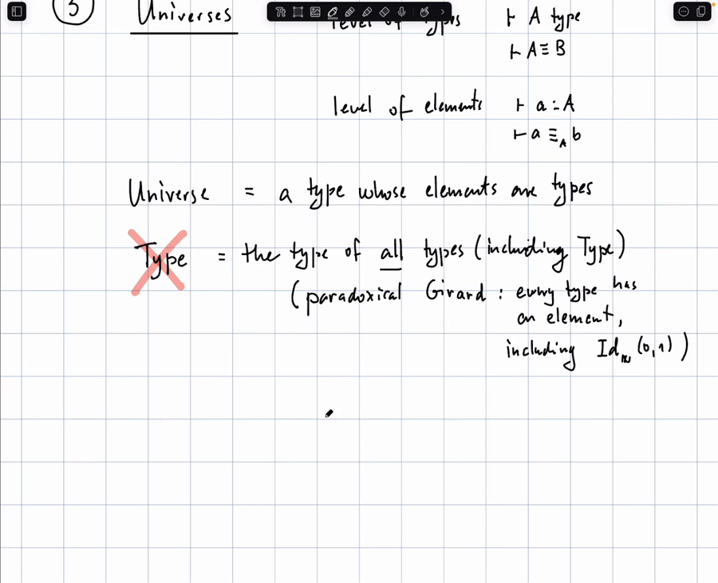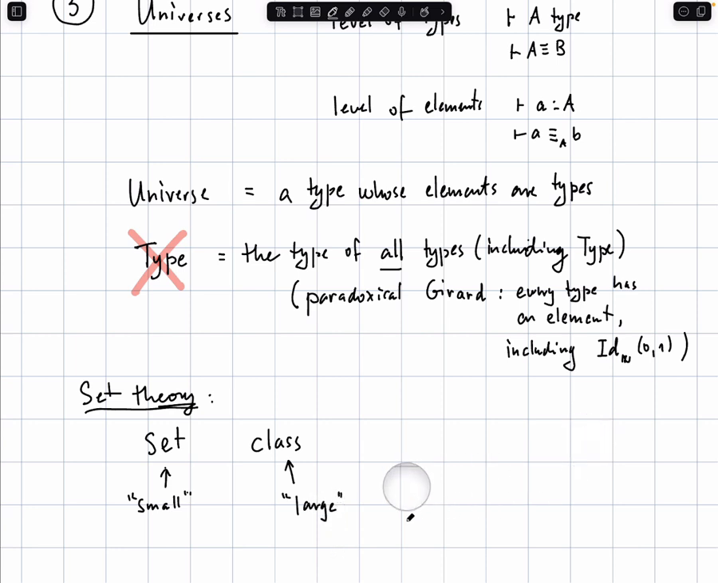Now, that's what you can do. Set theorists said, no, thank you. And they just had two levels. Okay, so the two levels are called set and class. So these are small and these are large. And this separation then is okay.